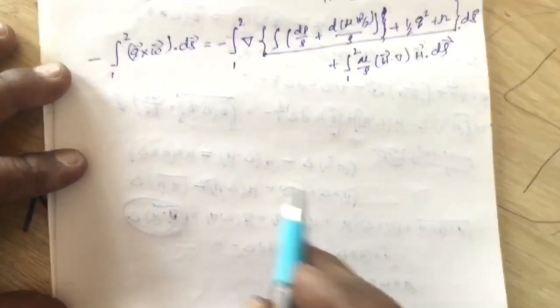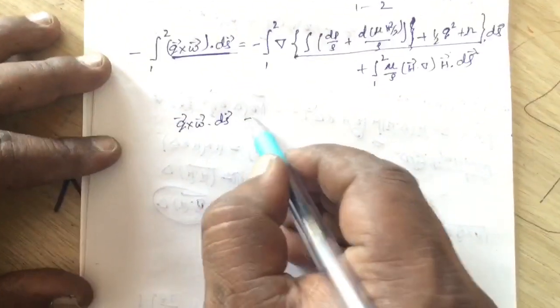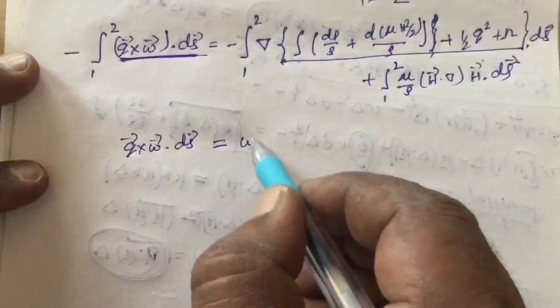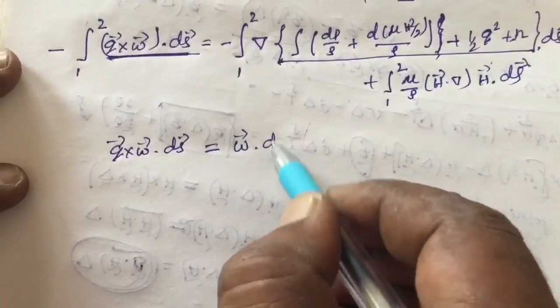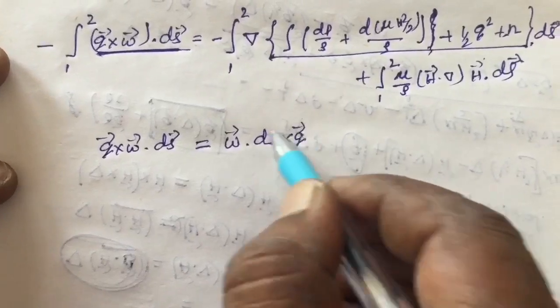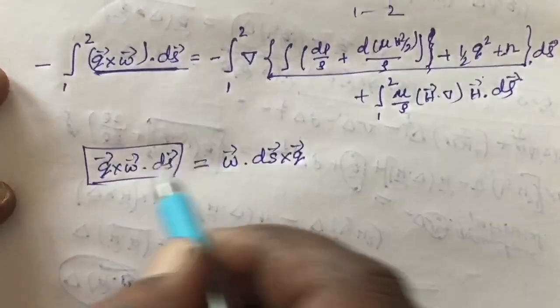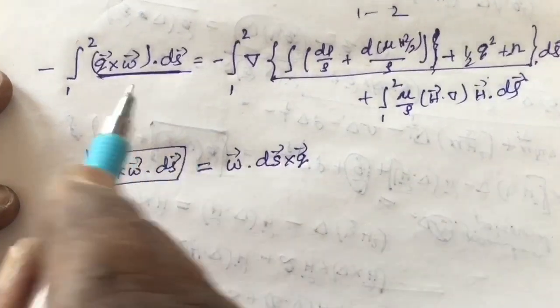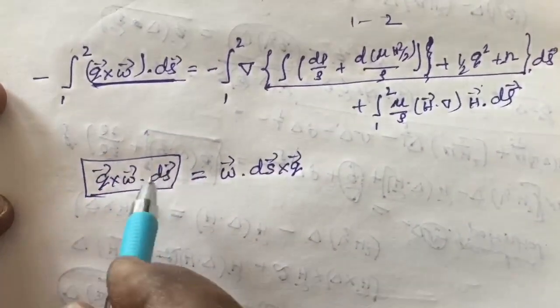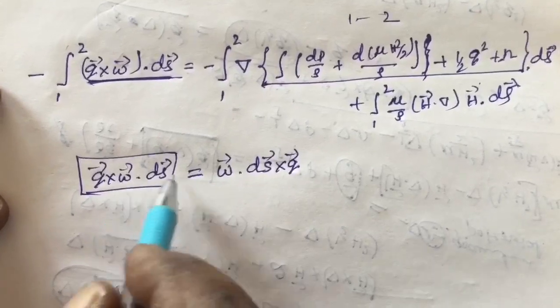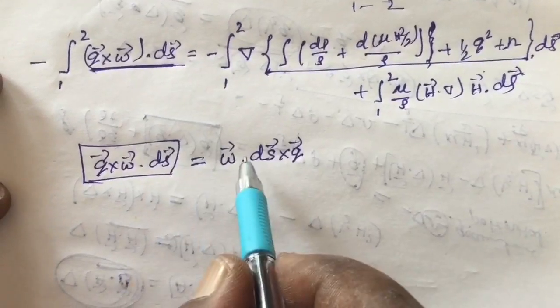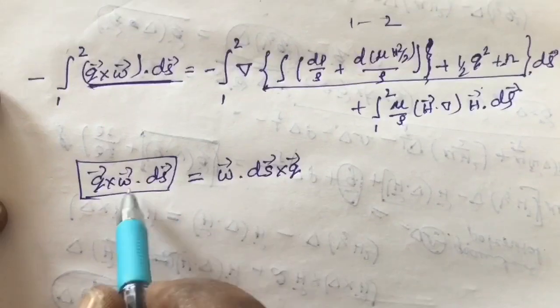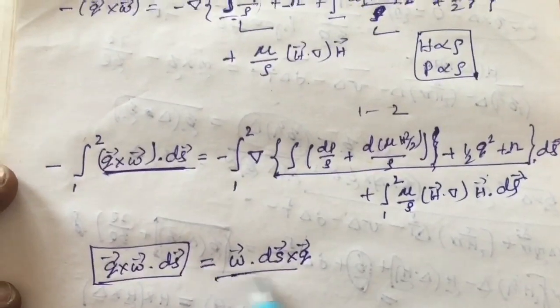Now, look here. From these three terms, you can take q cross omega dot ds. It is nothing but a vector triple product. You can also express it as omega dot ds cross q. We have observed this concept in the Alfvén wave theorem also, and there I have given an additional video clarifying this term. So this is the vector triple product, and you can express it in this form also.